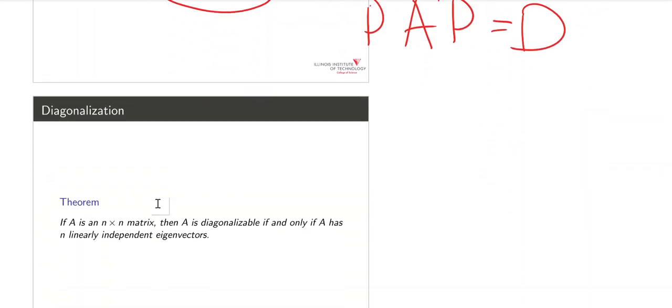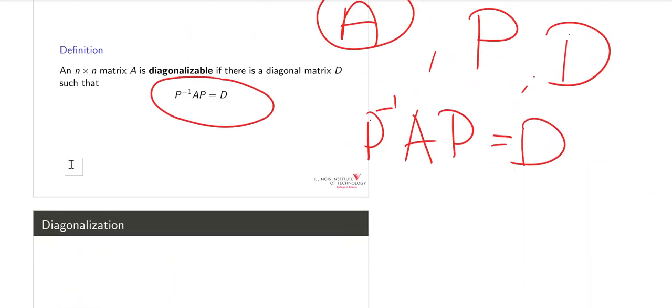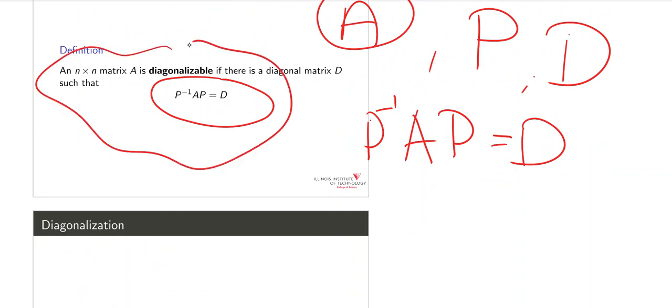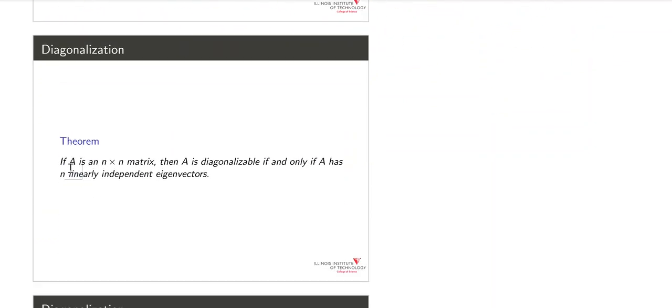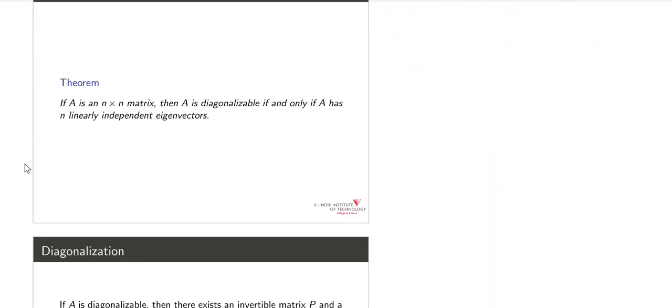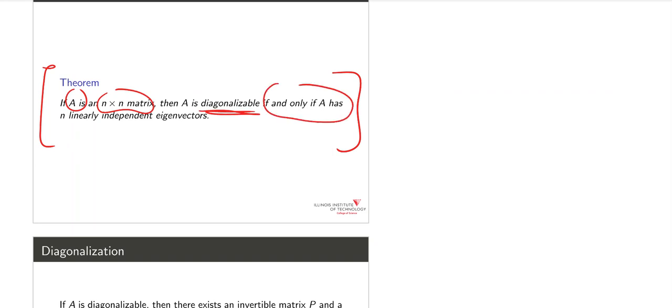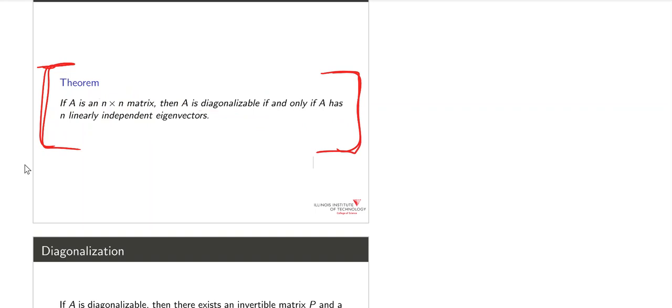Okay. Right. So once we know how diagonalization is defined, we need to talk about how you actually diagonalize a matrix. And this theorem actually tells you how to do it. This is a very important theorem in this section. That is, if you have a matrix A of size n by n, it is diagonalizable if and only if A has n independent eigenvectors. So this theorem establishes the relationship between diagonalization of a matrix and its eigenvectors.